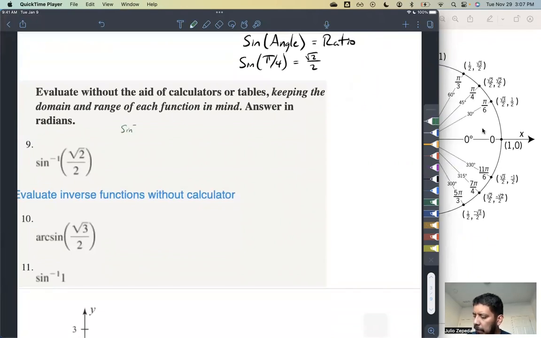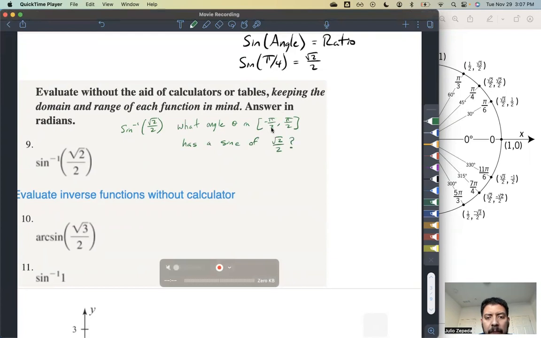The sine inverse of the square root 2 over 2 is basically asking, what angle theta in the interval from negative pi over 2 to pi over 2 has a sine of square root 2 over 2. So we go to the angles from negative pi over 2 to pi over 2.